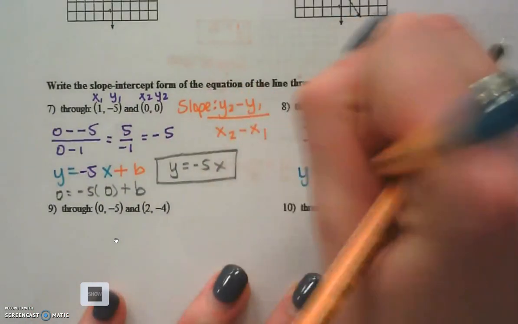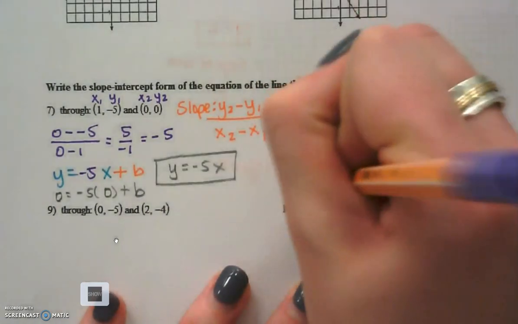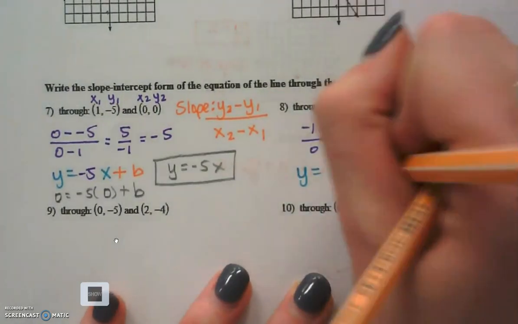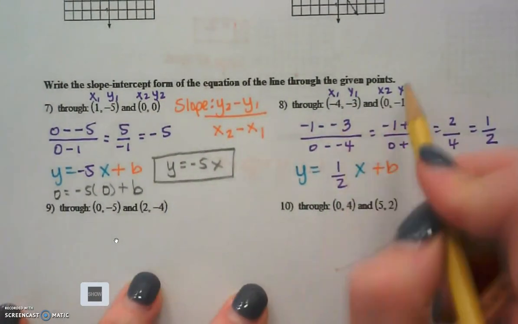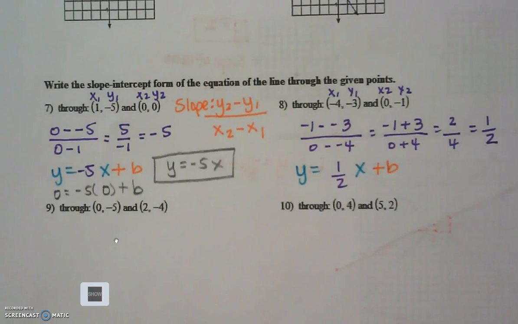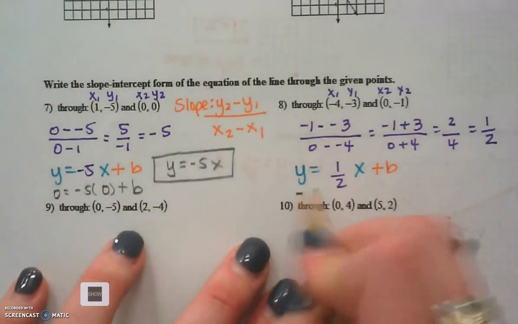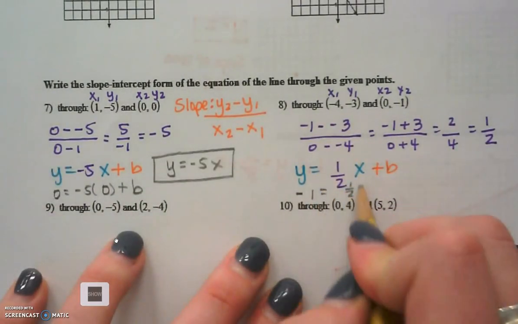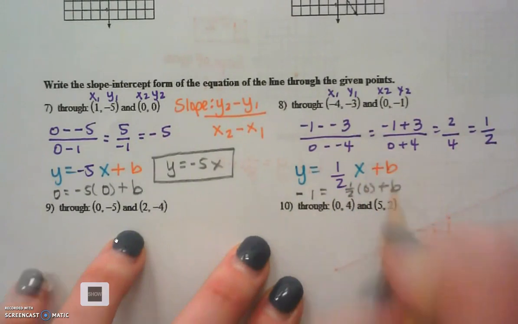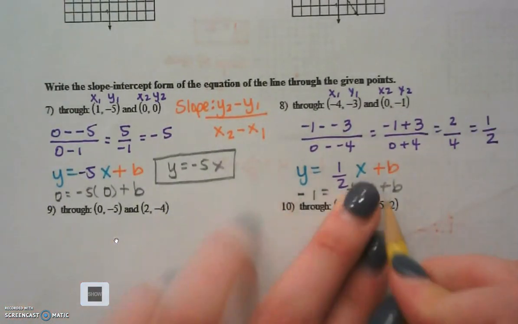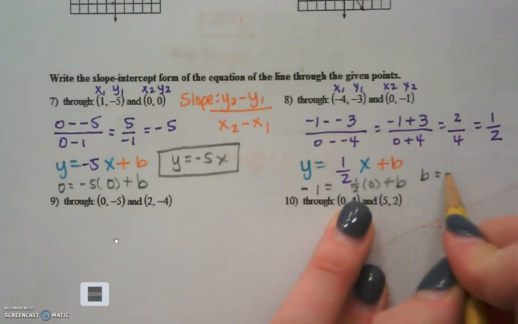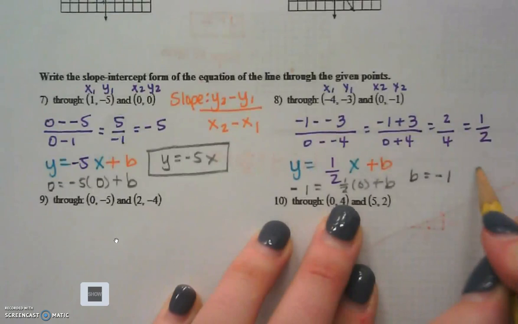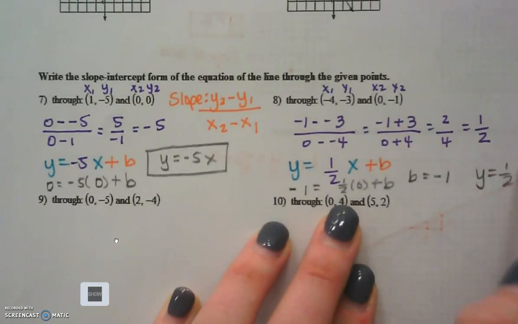Y equals, my slope is 1/2, but I'm still searching for my y-intercept. So let's substitute. Always substitute something with 0. It kind of helps. So we'll do -1 equals 1/2 times 0 plus b. Anything times 0 is 0, so b is equal to -1. So my equation is y equals 1/2 x minus 1.